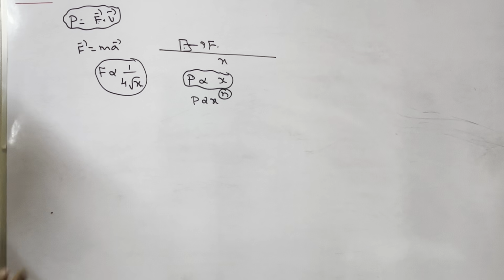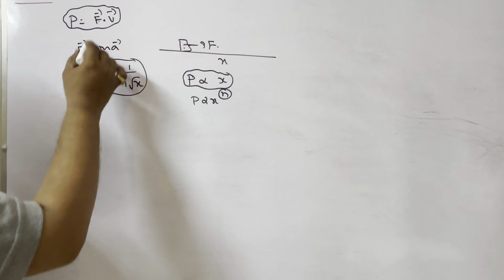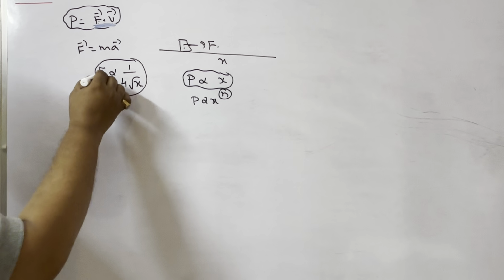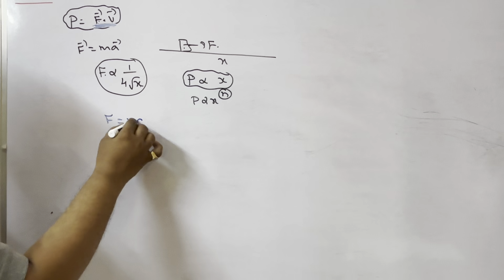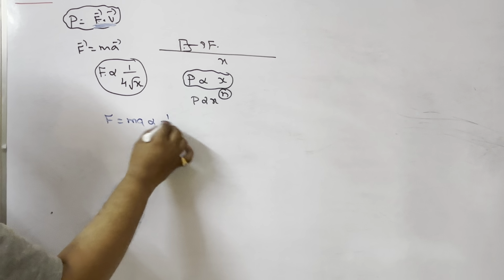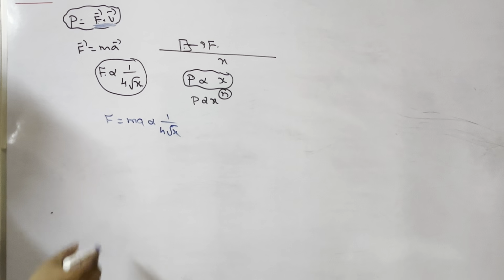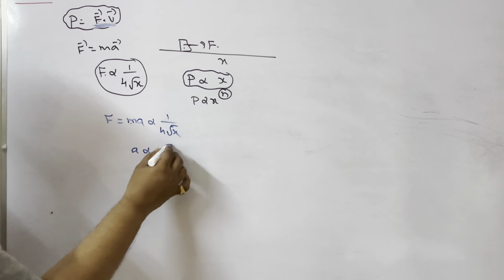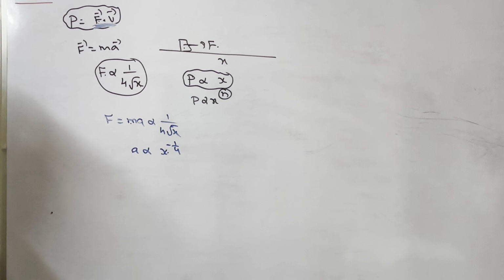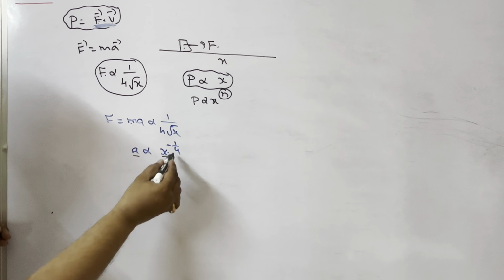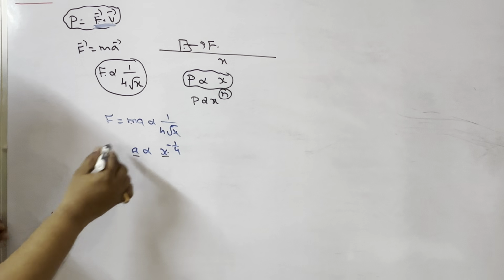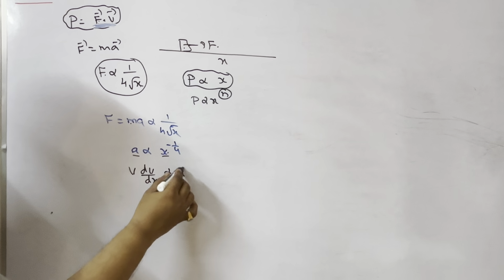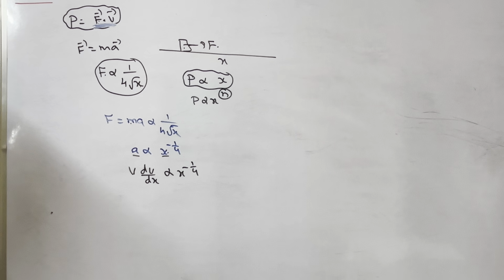At that time, how we will do: we came to know the power relation. Power is going to be F into v. Correct? Now force is equal to, we came to know, m a. So m a is directly proportional to 4 root x, as they give. Then mass is constant, therefore acceleration is directly proportional to x power minus 1 by 4. Here is the acceleration and distance relation. Whenever they give this, how can we write acceleration? v dv by dx is directly proportional to x power minus 1 by 4.